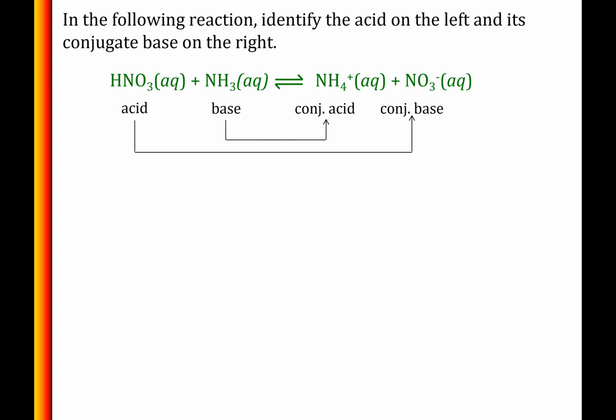Then our second conjugate acid-base pair, which it doesn't ask us to do, but if ammonia is acting as a base, that means NH4 plus, the ammonium ion, will be our conjugate acid. It didn't ask us for that, but there you go.